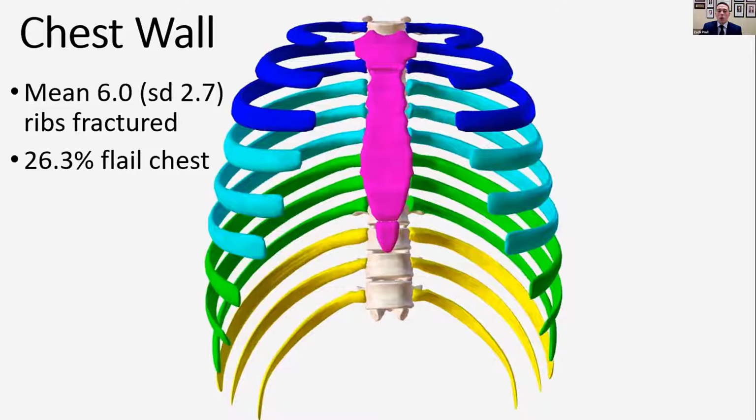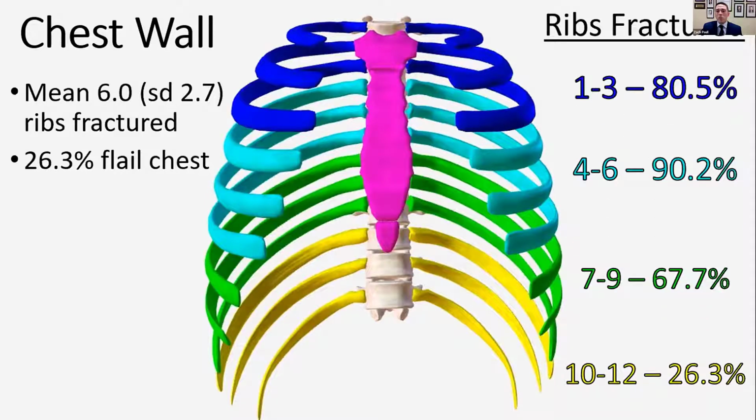And over a quarter of them had a flail chest injury. So when we look at where these ribs were fractured, 80% of the patients had ribs 1 through 3 broken, 90% had ribs 4 through 6, and then as you go on, 67% for 7 through 9, and 26% for 10 through 12. So that makes sense when we're looking at people that were hit directly in the shoulder and had that lateral implosion effect happen.